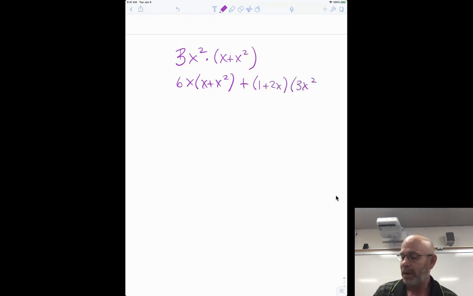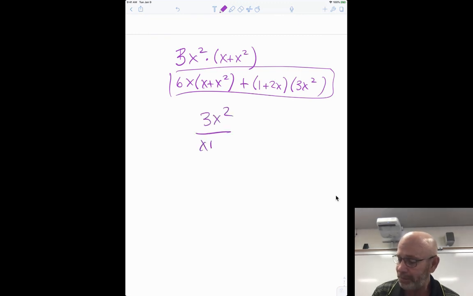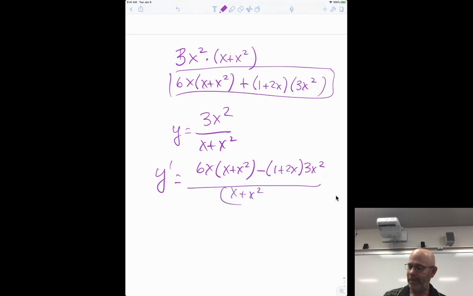I'm going to make a suggestion to you that you don't need to simplify any of these answers. Just leave an answer like that, move on to the next problem, okay? And then let's just do the same problem as a quotient. And now take the derivative of that. So it's the derivative of the top, which is 6x times the bottom, x plus x squared, minus the derivative of the bottom, which is 1 plus 2x times the top, all over the bottom squared.